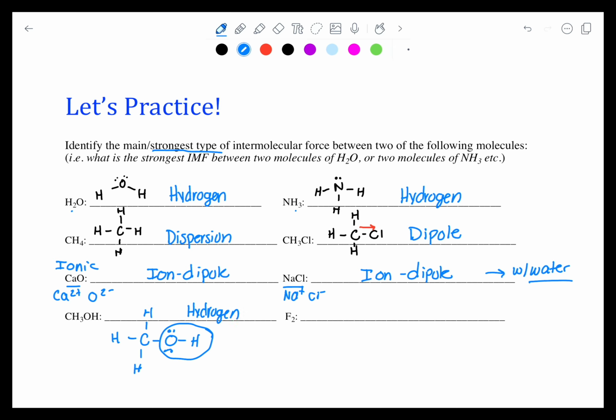And finally, we have F2, which is just F bonded to F. We remember that if it's two of the same atom, this has an electronegativity difference of 0, so it is nonpolar, so the only type is dispersion. Okay, so those are our strongest types of intermolecular forces. We have to draw the Lewis structure, determine if it's polar or nonpolar, and then from there determine the force.